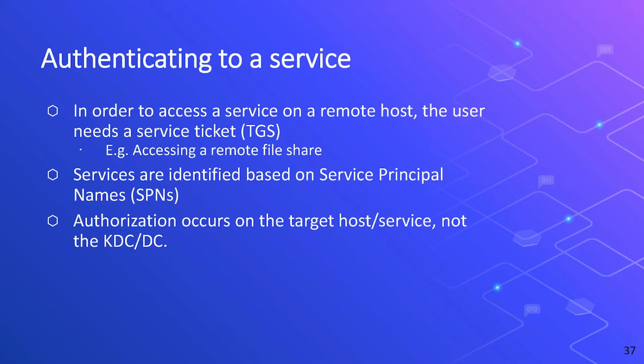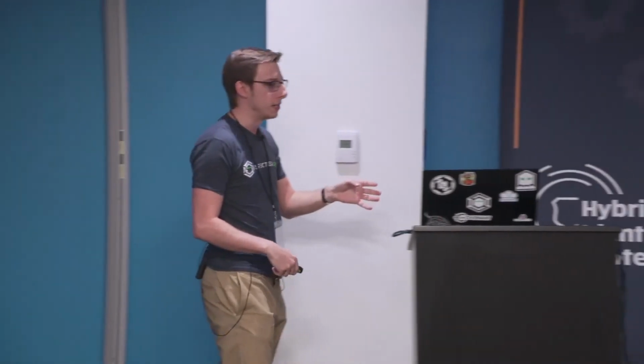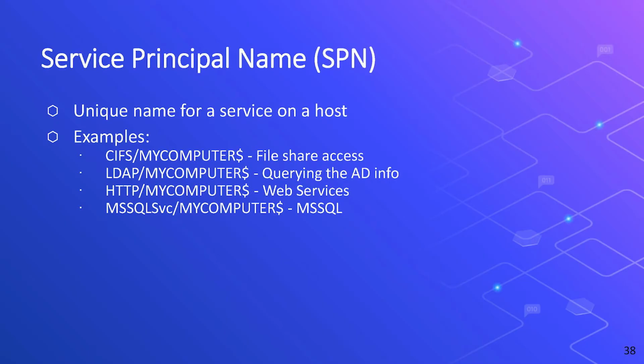The services are identified based on SPNs, as I explained before. The authentication, or authorization, actually occurs on the target host and service, not the domain controller or the KDC. So what are examples of service principal names, SPNs? If I want to access a file share on a computer, the service is going to be CIFS. If I want to query the domain for info, I'm going to do that via LDAP. If I want to authenticate over to a web server, it's going to be HTTP. MySQL, it's going to be the MySQL service.